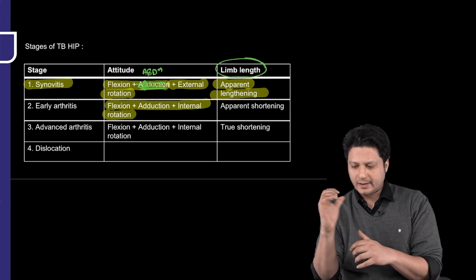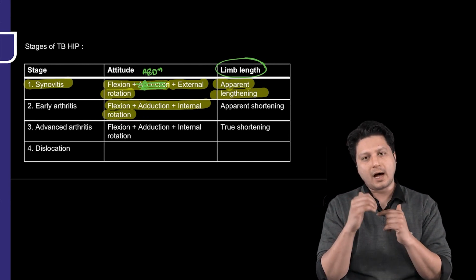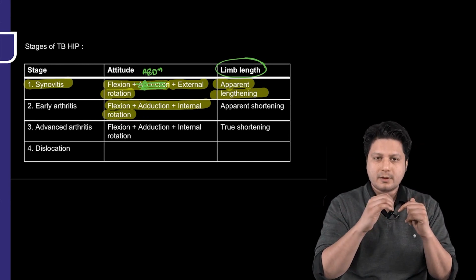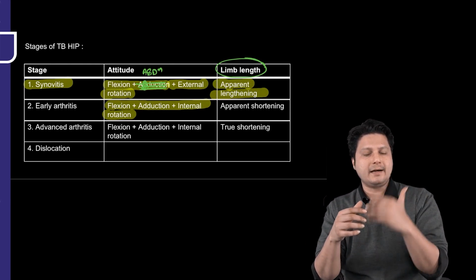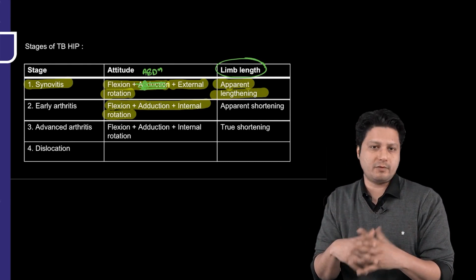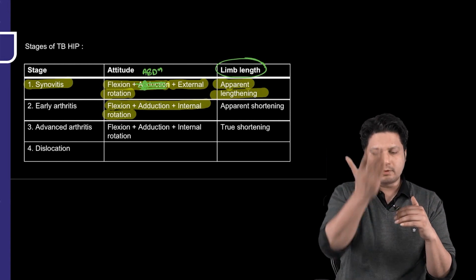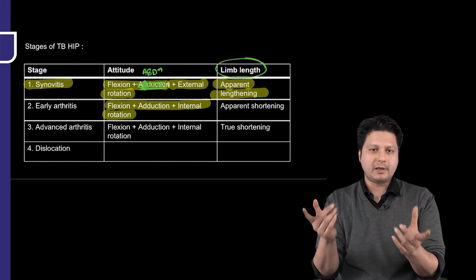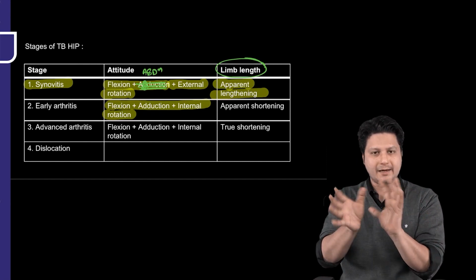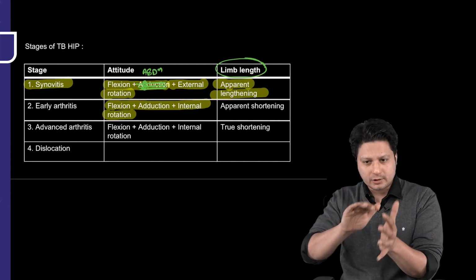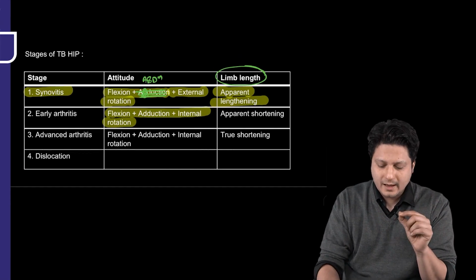All of you know what is a wrist fight. In a wrist fight, what happens? Both the opponents are using their maximum force, but the one who has greater power will win. Similarly, flexor and extensor, both of them are contracting with their maximum forces, but because flexors are stronger, they will move the limb into flexion. And the same thing happens in case of adductors as well as internal rotators. So hopefully the attitude of the limb, or the reasons behind this attitude, is clear to you.